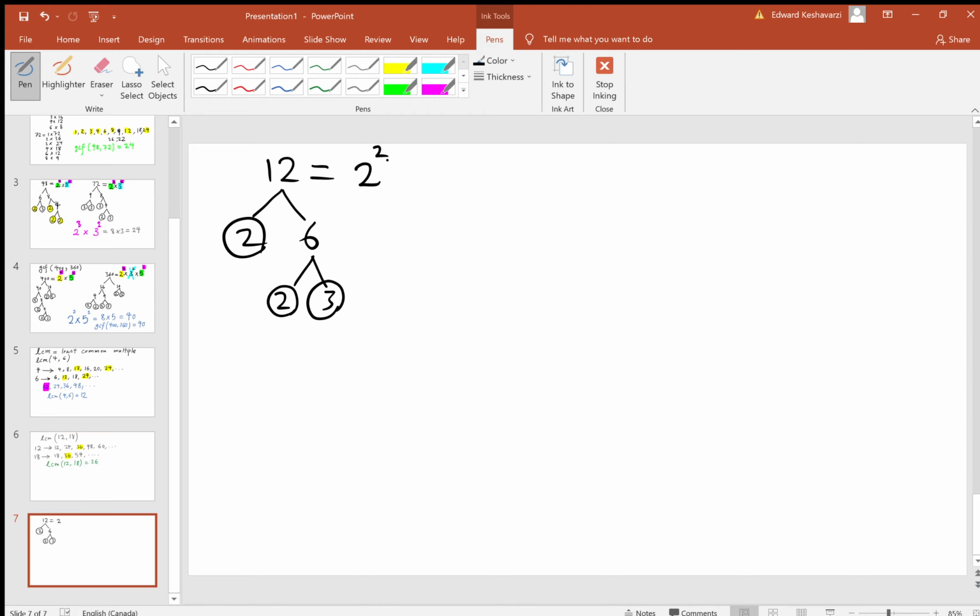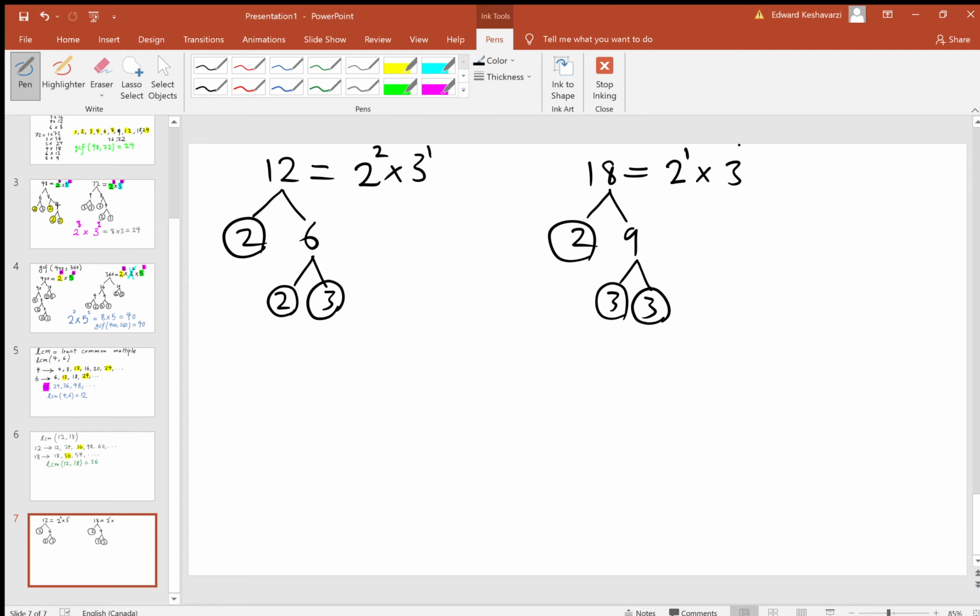Therefore, 12 is equal to 2 squared times 3. So now 18 is 2 times 9 and 3 times 3. So 2 to the power of 1, and 3 to the power of 1 here, times 3 squared. Now, look at the common bases. 2 and 2 appear in both factorizations, also 3 and 3 here. So we write them down here.